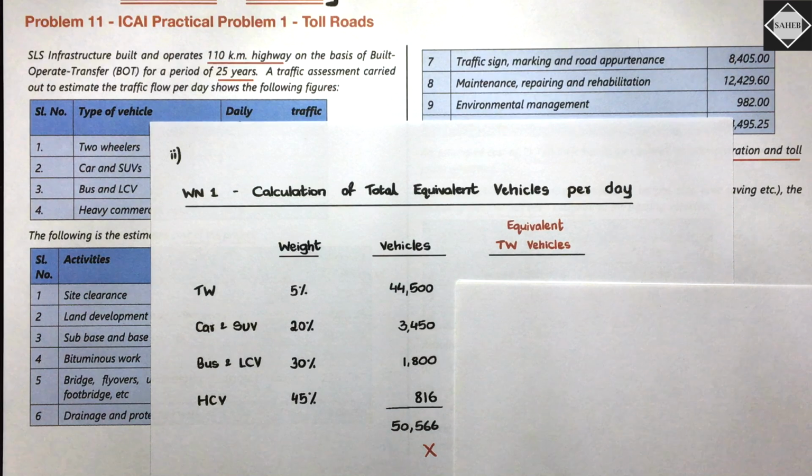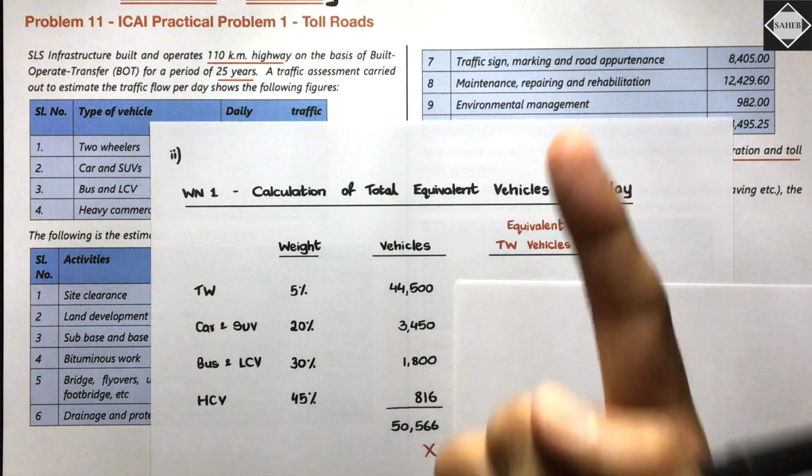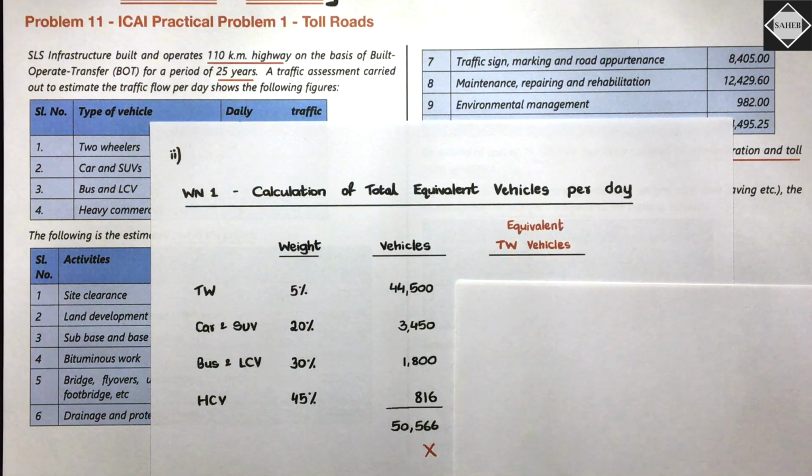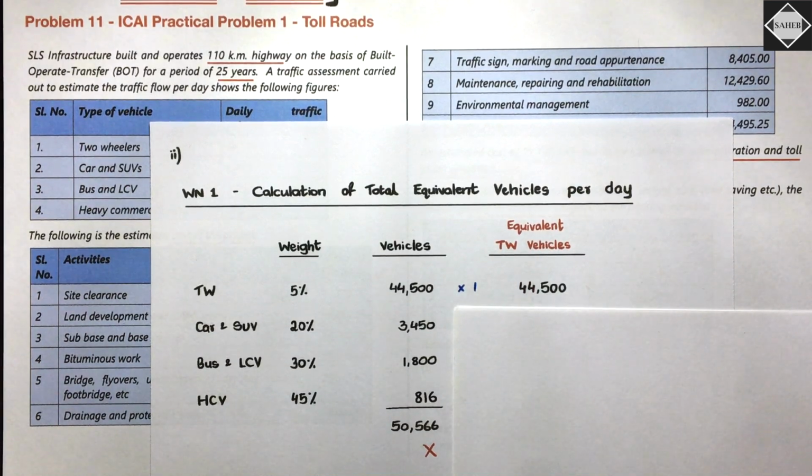Is it clear? So how will it happen? For 2-wheelers, we will give the ratio as 1. We will assign a weight of 1. So 44,500 into 1 is equal to 44,500. Is this clear? Simple. We are not converting this, it is our default category. These 3 we have to convert.